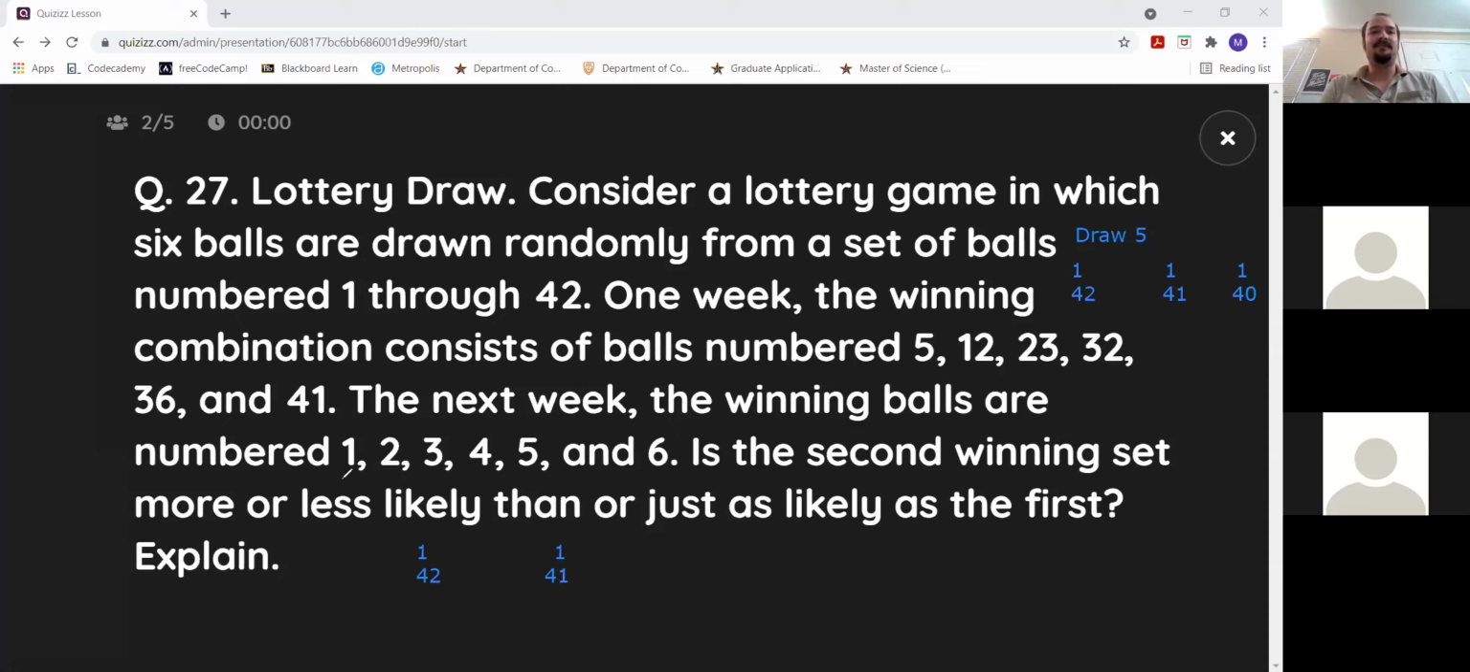Just because this follows a certain pattern that we're familiar with, it doesn't make it any more likely or less likely than this sort of thing. If we're drawing the same amount of balls from here, drawing them at random, everything is equally likely to get chosen. This pattern is no more likely than this pattern. They're all equally likely, any 6 balls that we pick. Does that make sense? Are there questions about this?